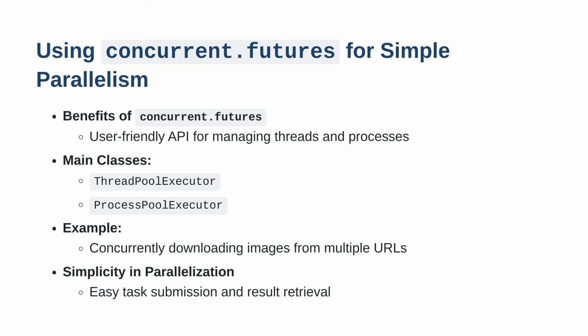One of the major benefits of using concurrent futures is its simplicity. For example, with just a few lines of code, you can submit multiple tasks and retrieve their results as they complete. Let's consider a practical example. Imagine you want to download images from several URLs concurrently. By using ThreadPoolExecutor, you can create a pool of threads that handle each download task, significantly speeding up the process. In our next slide, we will implement a simple parallel task executor using this module, showcasing how effortless parallelization can be in Python.